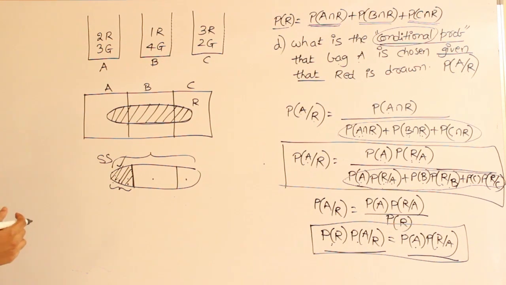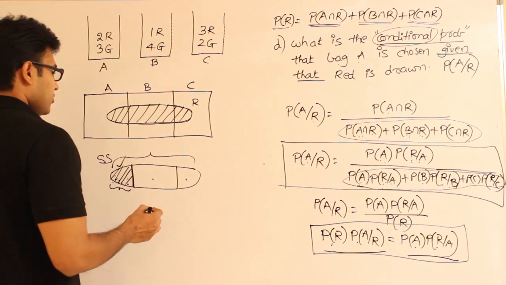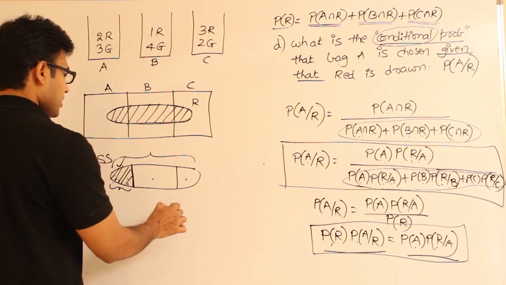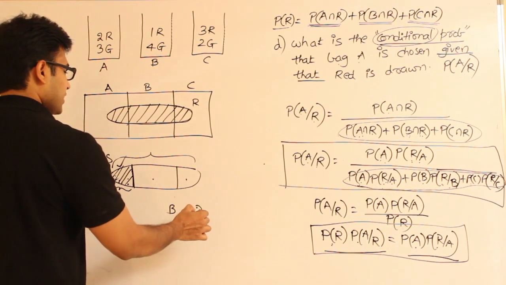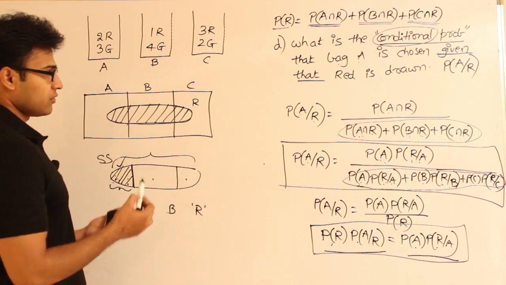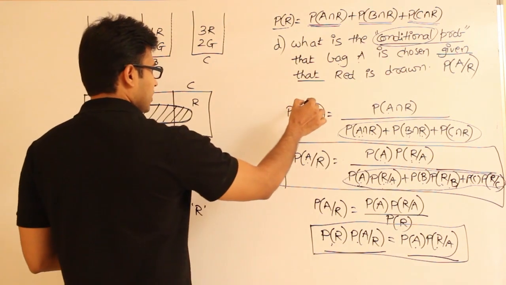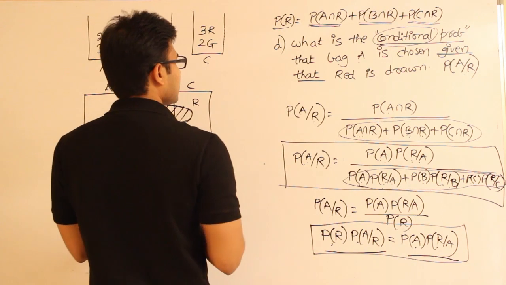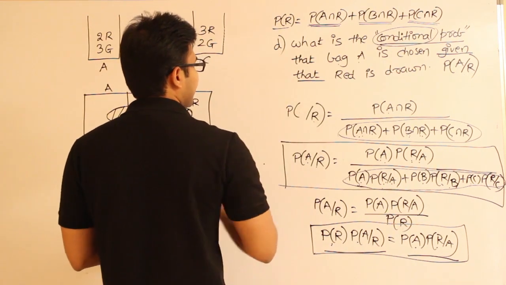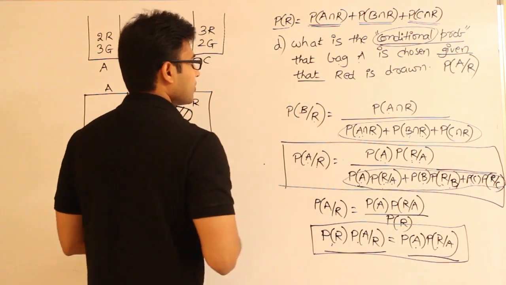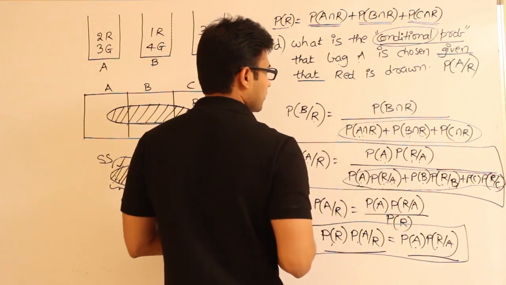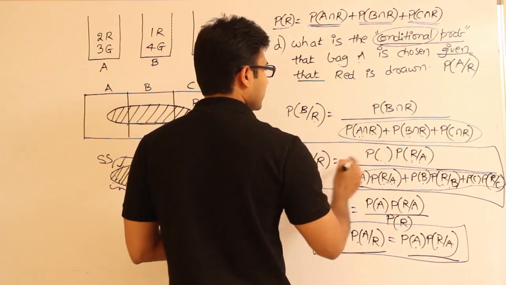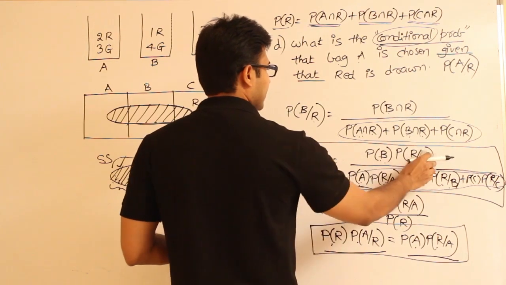Okay, so in case the question is, what is the probability that bag B is chosen given that a red ball has been drawn, then how can you solve it? It is nothing but probability of B given R. This is what they are talking about. So it is nothing but probability of B intersection R, which is nothing but probability of B, right?